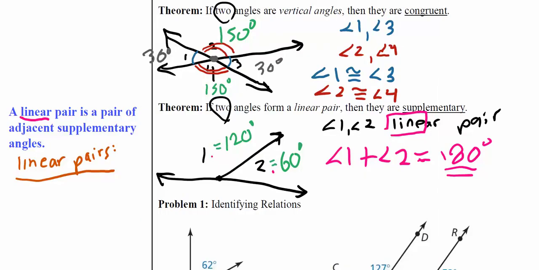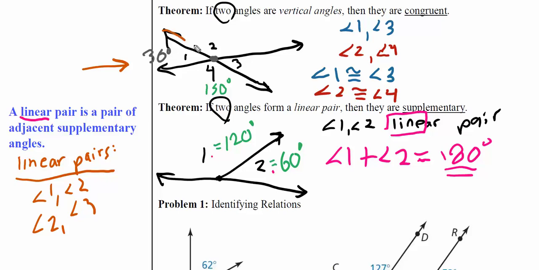If we look at this picture up here, we have vertical angles, right? We have 1 and 3 are vertical, 2 and 4 are vertical. However, we also have multiple linear pairs. So for example, angles 1 and angle 2 form a linear pair. They form this line right here. We have angles 2 and 3 that form this linear pair. They form this line. We have angles 3 and 4 that form this line. And we have 4 and 1 that form this line.